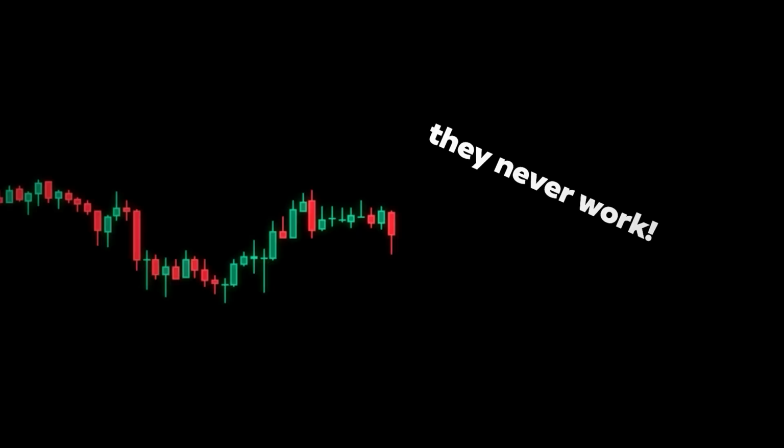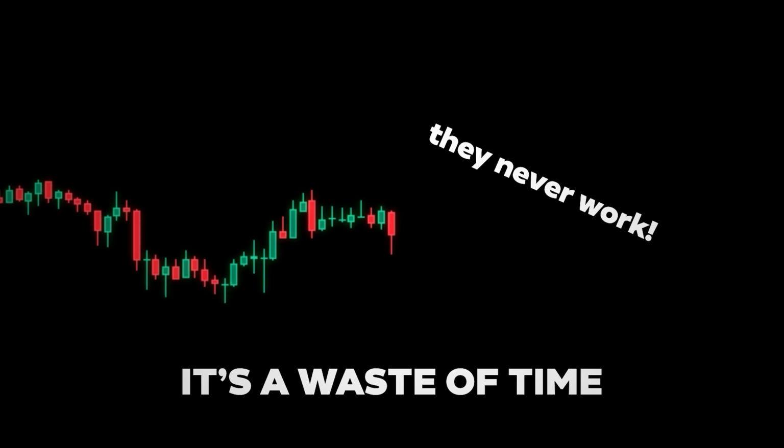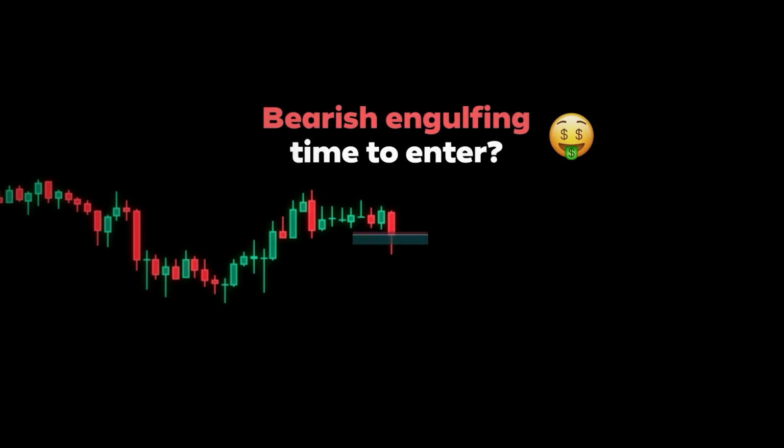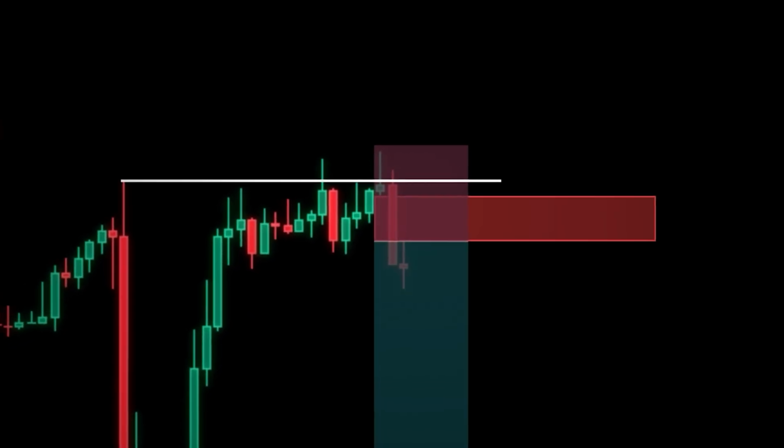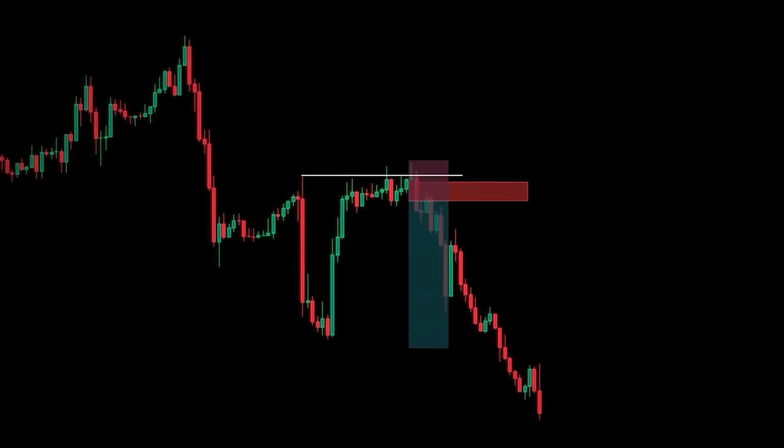Candlestick patterns. I know what you're thinking. They never work and they're a waste of time. You might think that because most traders enter blindly after seeing these patterns without the right context. You see, these patterns should be used as confirmation, not as a reason to enter a trade.